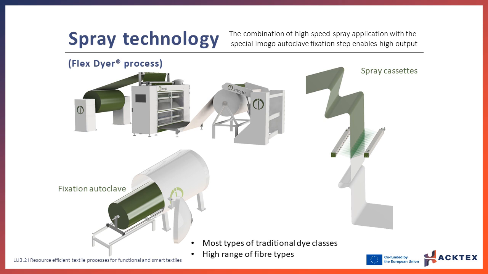The fabric passes through some spray cassettes that spray dye solution on the substrate. The combination of high-speed spray application with the special iMogo autoclave fixation step enables high output. The technology is used for most types of traditional dye classes and for a high range of fiber types.